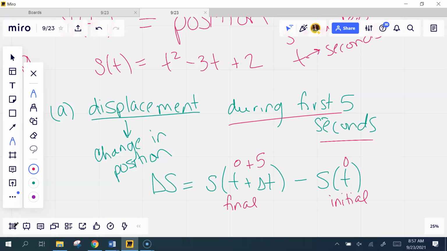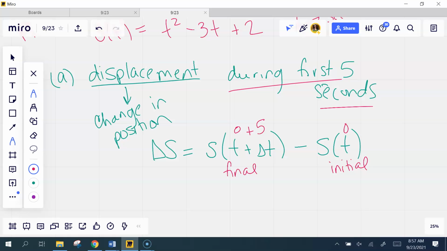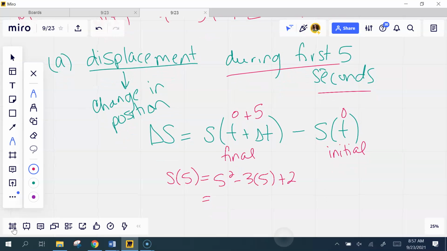All right, so what do you get? Tell me the answer. It's S of 5, which is 5 squared minus 3 times 5 plus 2. Yeah, 25 minus 15 plus 2, which is 12. 12 what? Meters. This is just distance.